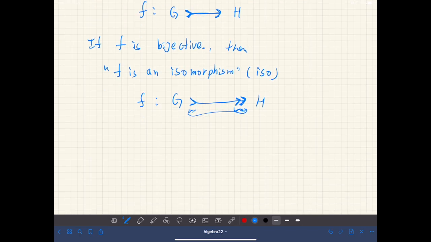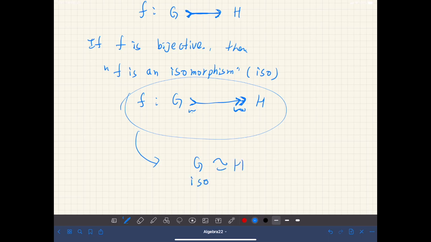And if there exists an isomorphism between G and H, then we write that G and H are isomorphic to each other. Basically this means G and H have essentially the same structure. That's what isomorphic means.